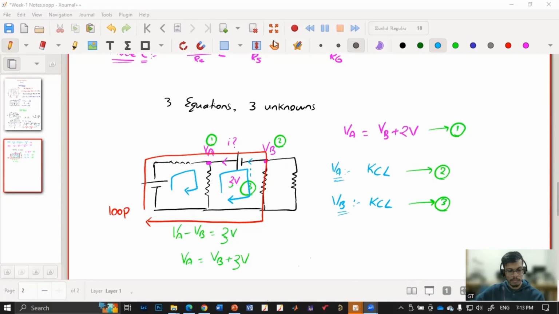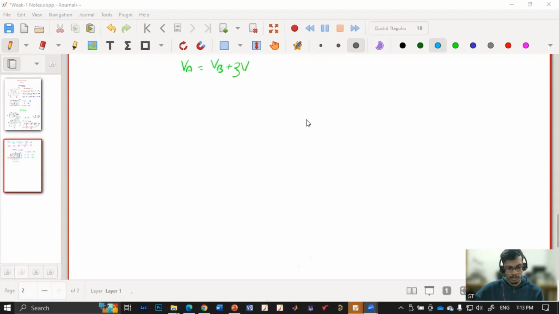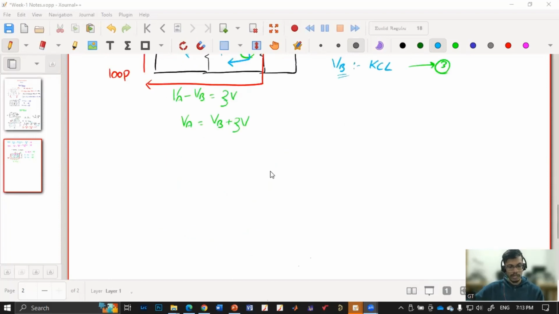Yes, you are right, Ram. All meshes are loops, but not all loops are meshes. Yes, that is a better way to say it. If this meeting can kindly rejoin, then we'll discuss a few more problems. If you have any queries till this point, you may ask.